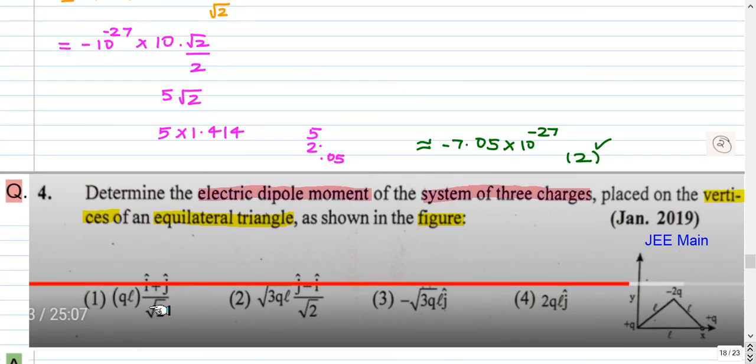This is the next question. Determine the electric dipole moment of the system of three charges placed on the vertices of an equilateral triangle, as shown in the figure. You can pause and attempt this question.